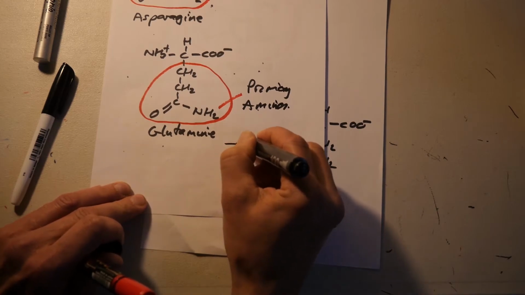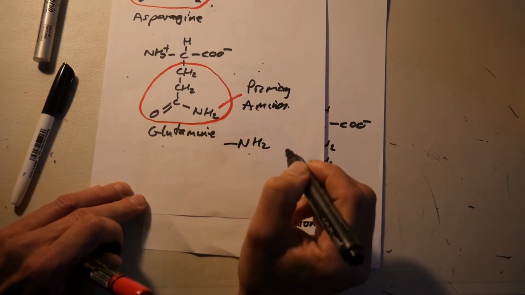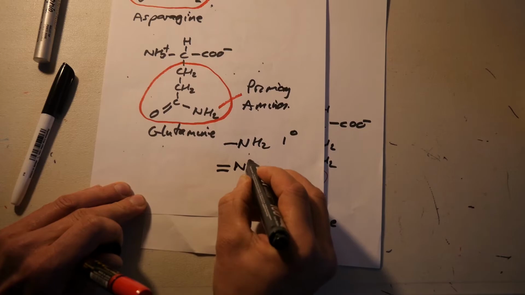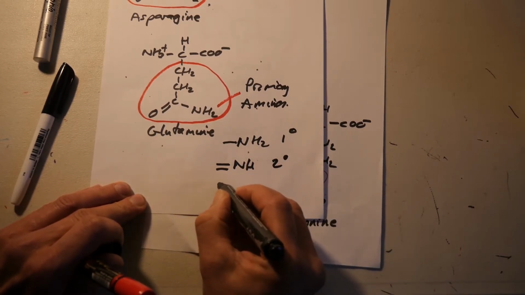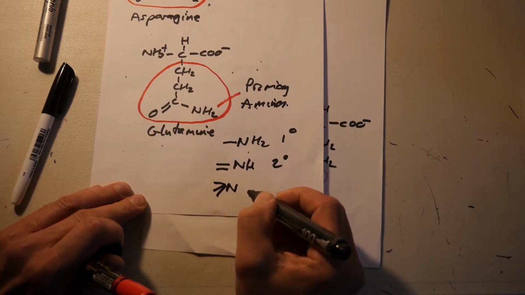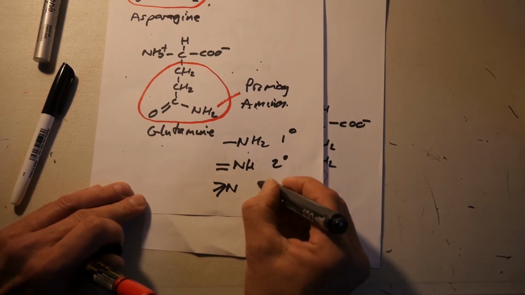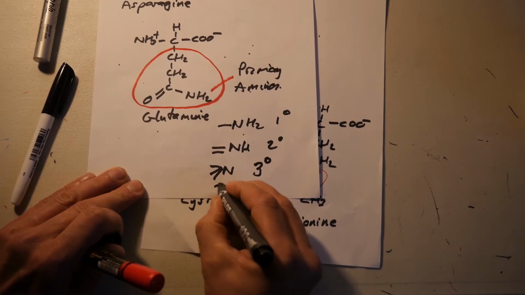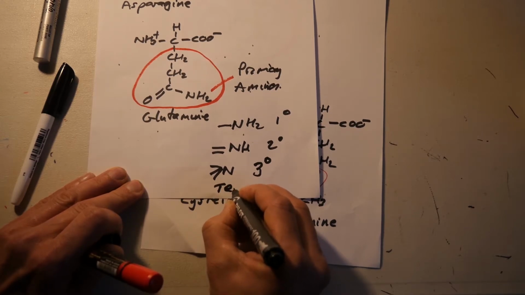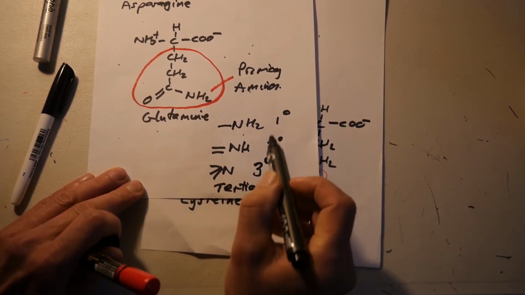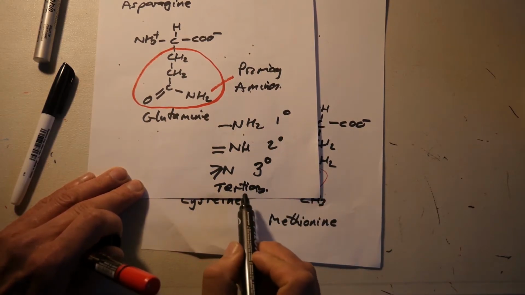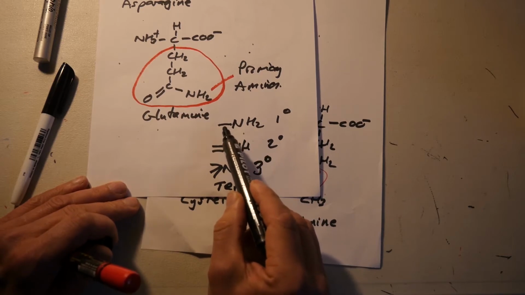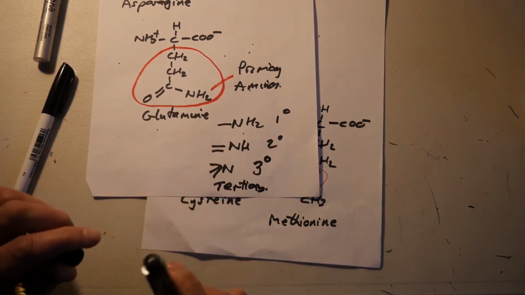So if you have NH2, that's an amine group. That's a primary one, okay? Then if you have basically NH like that, that's a secondary. And if you have that, that's a tertiary amine, okay? So that's primary and the secondary, and then that one, tertiary, so that's got 2 hydrogens, 1 hydrogen, no hydrogens, okay?